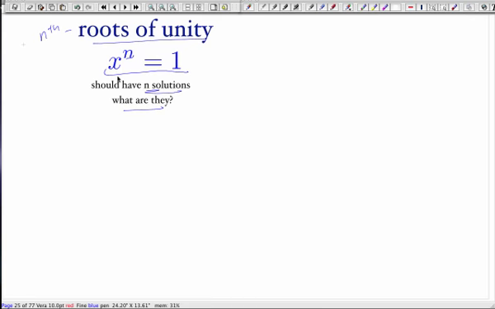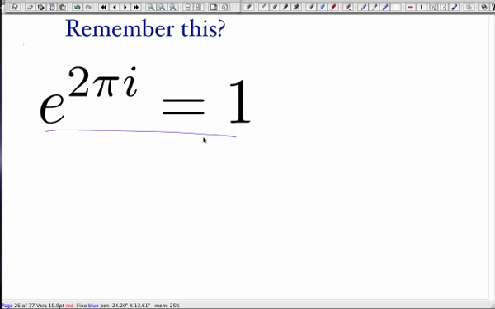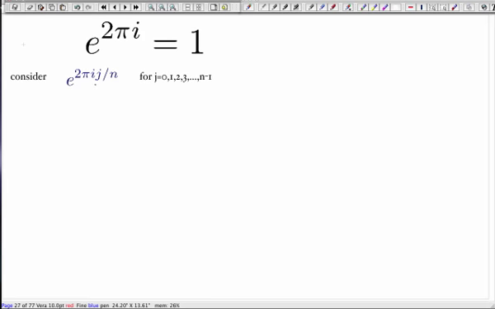The way I'm going to do that is to first remind you of this very nice equation. It is called Euler's identity. I believe if you took APMA calculus, then you saw this equation and the derivation of how this comes to light. I will possibly post a simple explanation of the history of this. I think it's a really nice, beautiful thing. But for now, all I'm going to say is consider, if e to the 2 pi i is equal to 1, consider e to the 2 pi i j over n, where j goes from 0 to n minus 1.